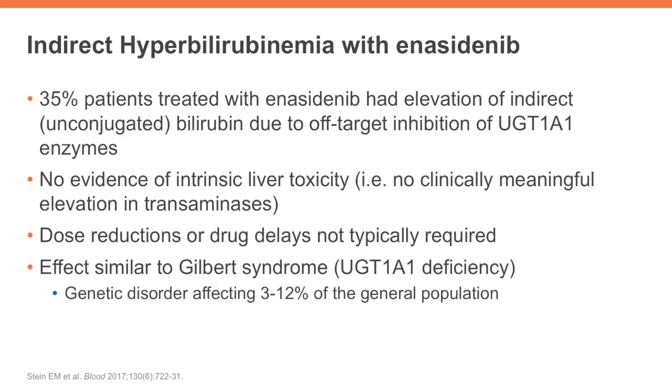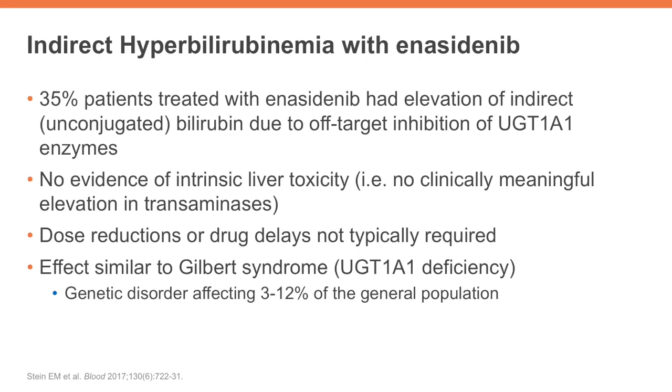There are a few other important clinical pearls in treating patients with the IDH inhibitors, and one is the indirect hyperbilirubinemia that can happen in patients treated with Enasidenib. Actually a third of patients who are treated with Enasidenib do have elevation of the indirect bilirubin. So this is unconjugated, this is not intrinsic liver toxicity, and it's due to the off-target inhibition of the UGT1A1 enzymatic system.